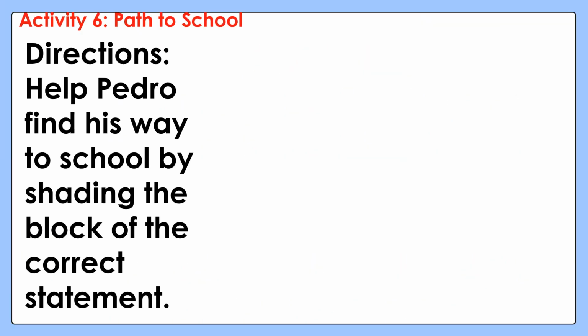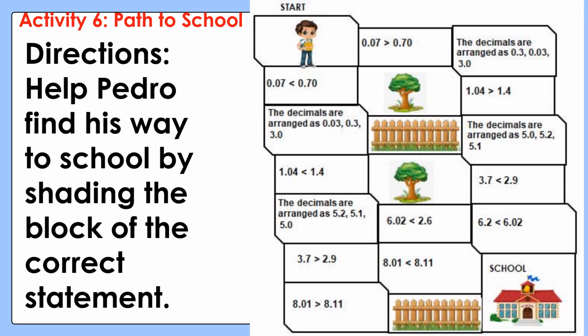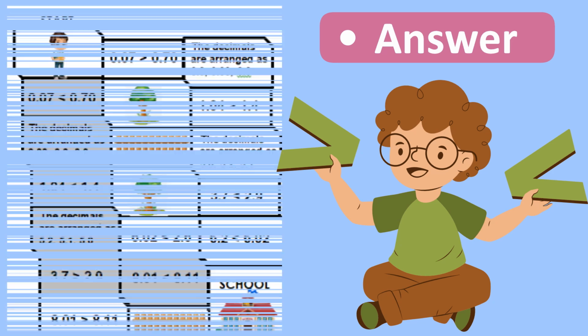Activity number 6, Path to School. Directions: help Pedro find his way to school by shading the block of the correct statement. And here's the answer.